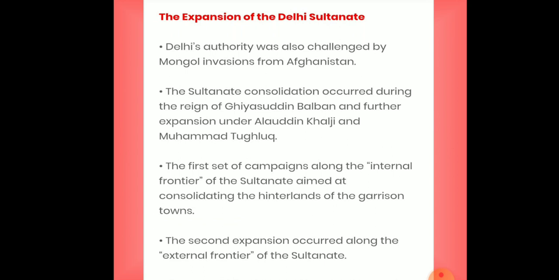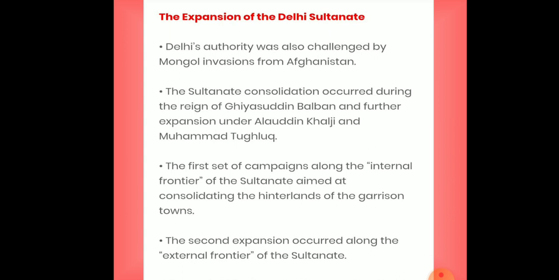Delhi's authority was also challenged by Mongol invasions from Afghans. Frequently, Mongols invaded India. The Sultanate consolidation occurred during the reign of Ghiyasuddin Balban and further expansion under Alauddin Khilji and Muhammad Tughlaq. So during the reigns of Ghiyasuddin Balban, Alauddin Khilji and Muhammad Tughlaq, there was consolidation of the Delhi Sultanate.